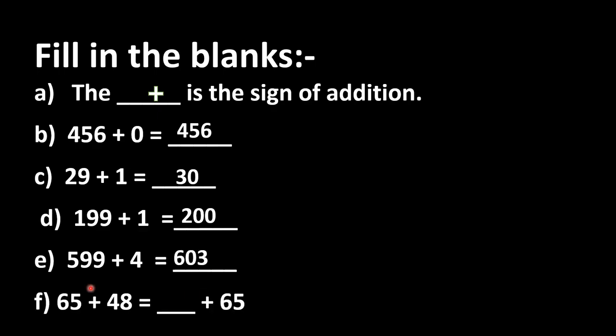Now in F part 65 plus 48 is equal to dash plus 65. So this is again the order property of addition. So what we will write here? The number that is not given to us, and that is 48. देखो 65 यहाँ पे already given है, दोनों sides पे 65 and 48 हमें one side पे दिया हुआ है and equal to का sign given है, तो हम यहाँ पर कौन सा number लिख देंगे? 48.